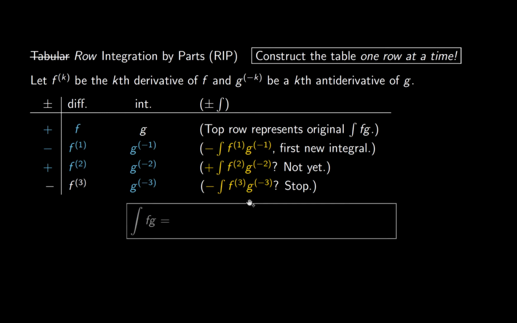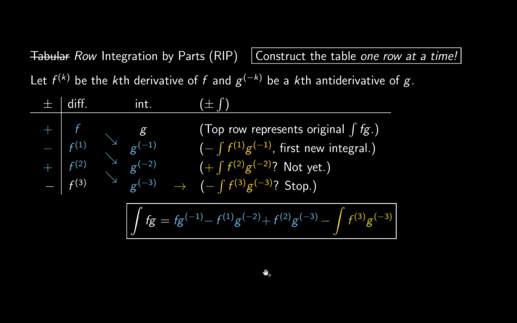The next thing is to gather the terms to build the antiderivative for the original integral of f times g. But we just take 1 times f, go down a row, multiply by the integral of g, and then continue like that. Negative 1 times derivative of f times second integral of g, so on and so forth. And the last term always comes from the integral represented in the bottom row.